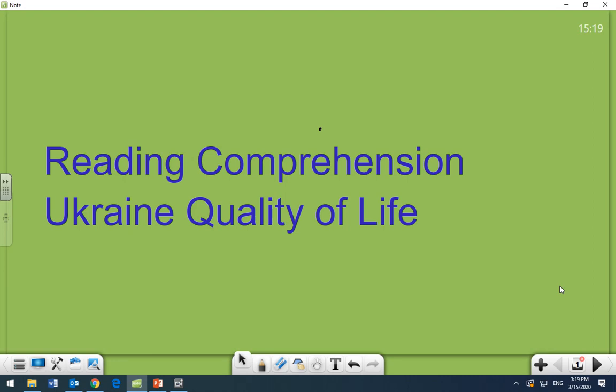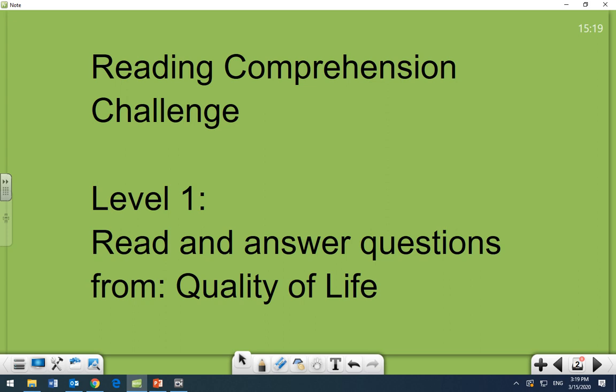So we are talking now about social studies, and we're mixing it up with English. We're doing some reading comprehension about the Ukraine's quality of life. In your home learning folder, in the Ukraine booklet, at the back of it, there are some pages about the Ukraine quality of life. This is a reading comprehension challenge.